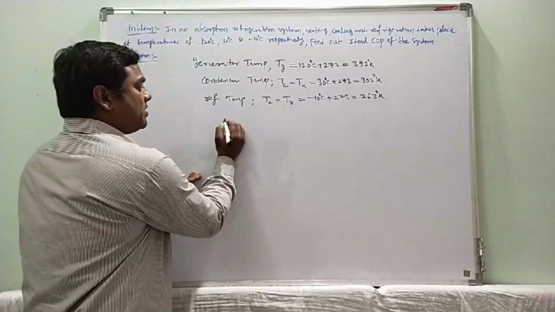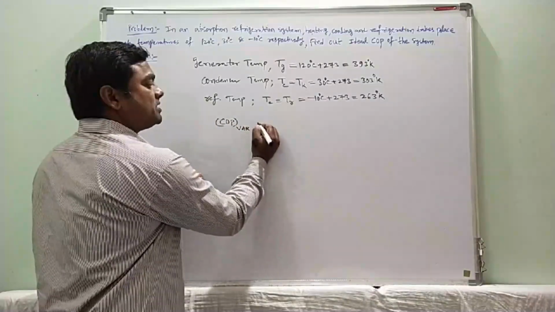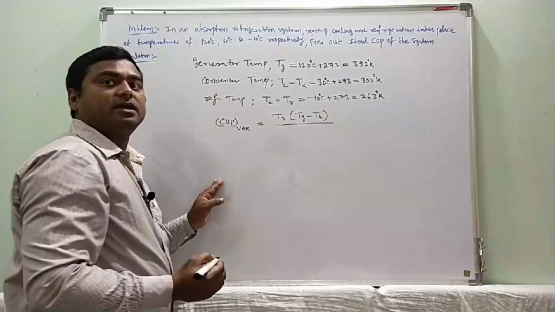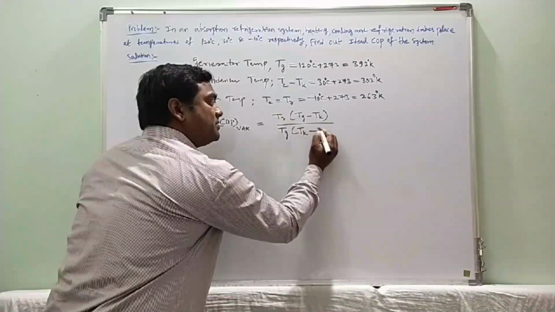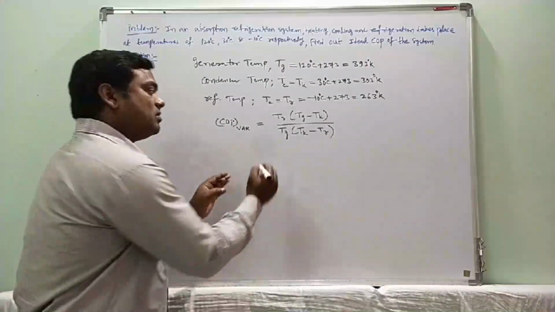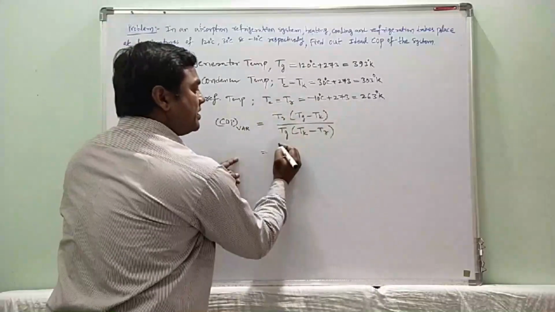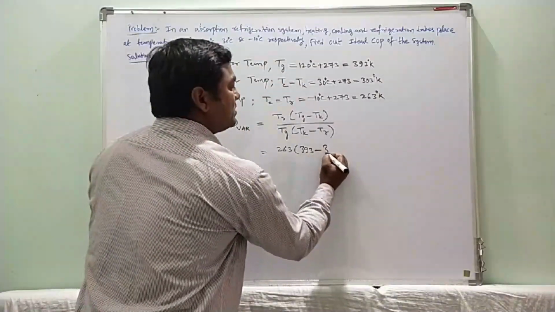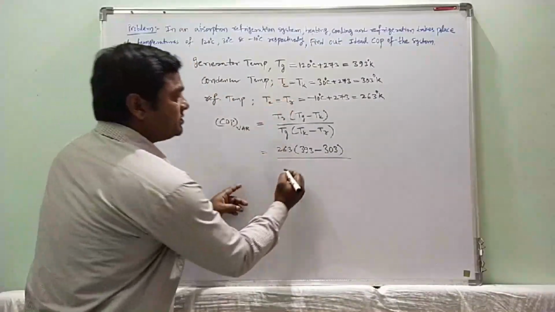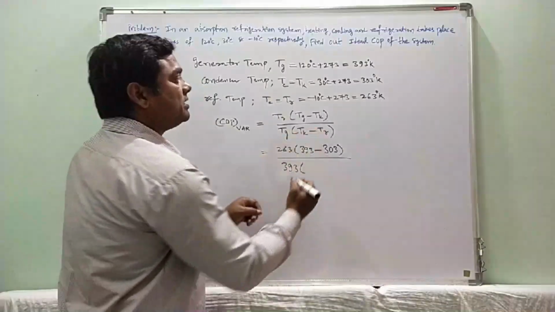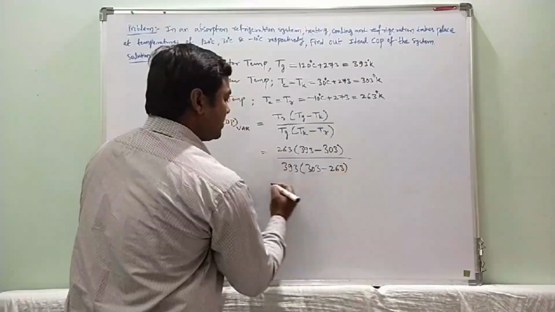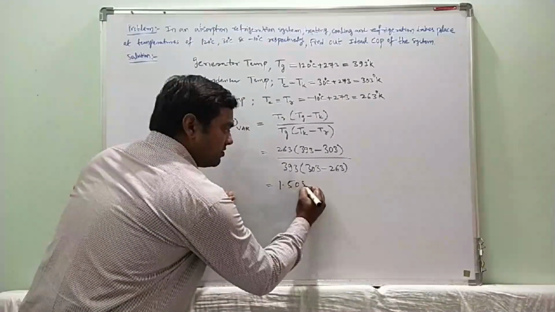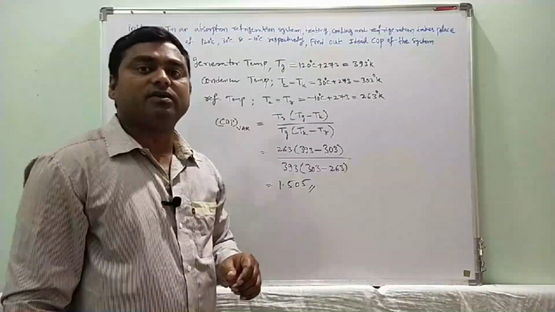So what is the COP of the VAR? The COP of the vapor absorption refrigeration system is equal to TR into TG minus TK divided by TG into TK minus TR. This is how we write it. If you substitute the values we know, TR the evaporator temperature 263 multiplied by the generator temperature 393 minus TK 303, divided by TG which is 393 multiplied by TK minus TR, that is 303 minus 263. If you calculate with your calculator, you will get the value as 1.505. So this is the way to calculate the COP of the vapor absorption refrigeration system.